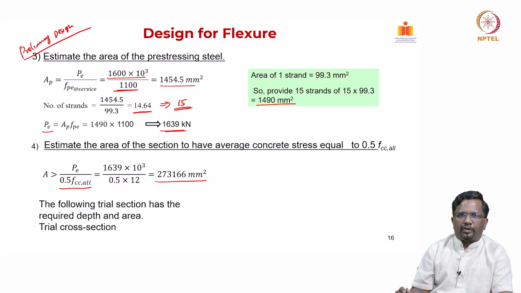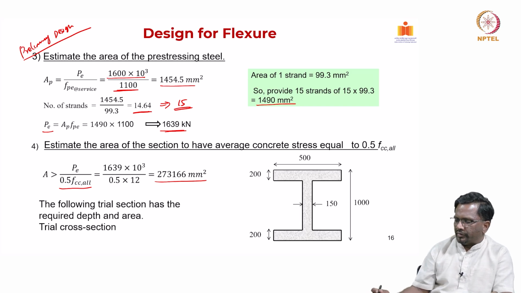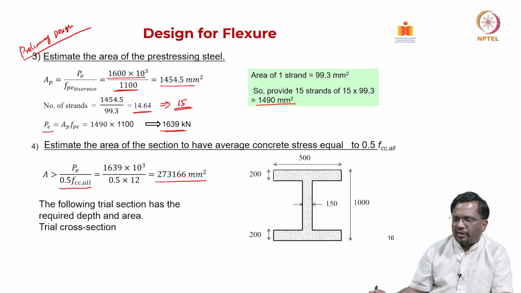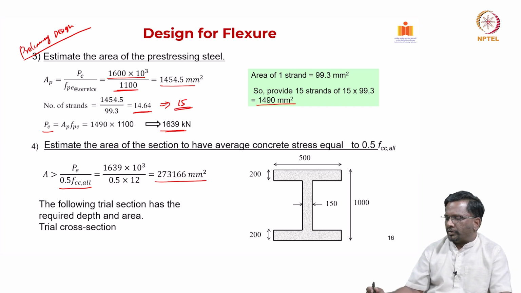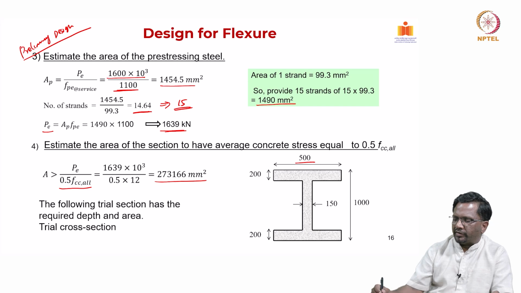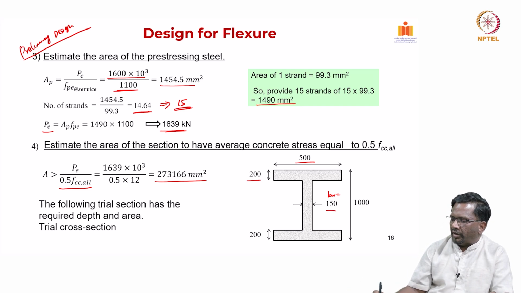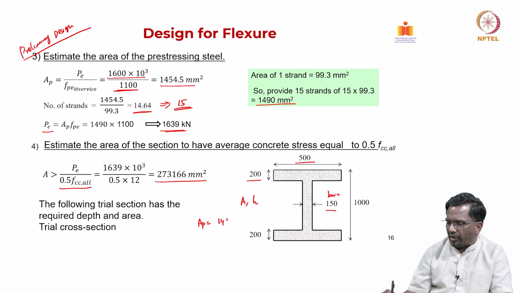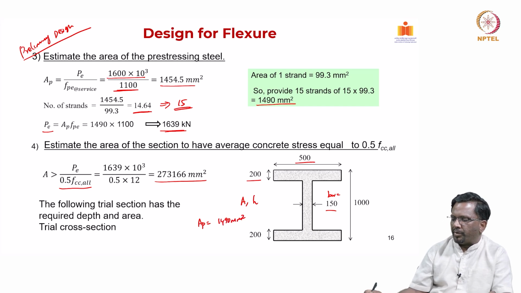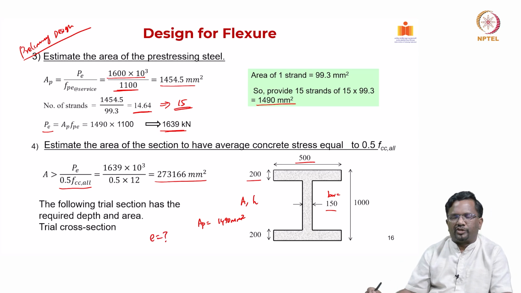273,166 millimeter square. So, the following trial section, this is the same section that we have been using in your design right from the beginning. So, I come up with 500 mm flange width, 200 mm flange thickness, BW is 150 mm and width at the bottom also 500 mm. Now, you see, I have come up with the area, depth, cross section is known, and also I know the area of pre-stressing steel, which is 1490 mm square. So, this is at the preliminary design, but I do not know the eccentricity, still not known. Where to put this strand, I do not know yet.